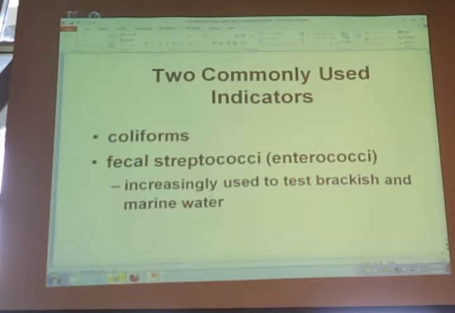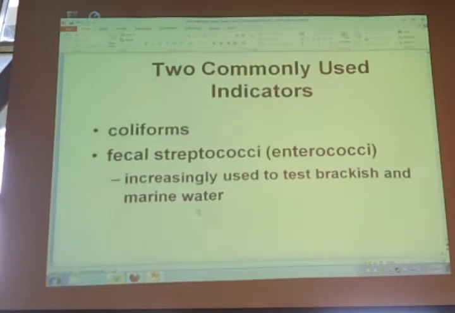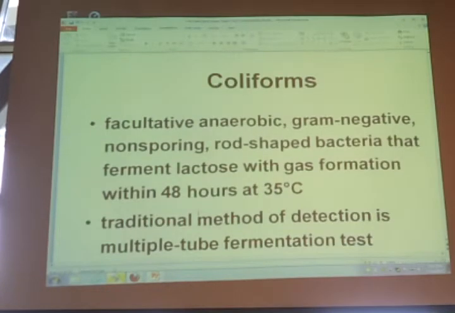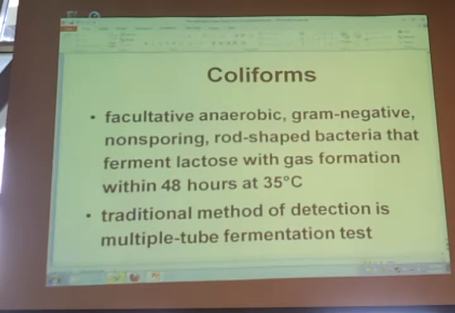Okay. There are more and more other things that are being looked into. One of them was the coliphage, the bacteriophage that are specific for E. coli. I mentioned that before too, because that virus will be around because the E. coli is around, but it's still going to be there after the E. coli dies off. So if it's still there, it means that E. coli had been. So here's that definition: facultative anaerobic, gram-negative, non-spore forming rod-shaped bacteria, ferments lactose with gas within 48 hours.